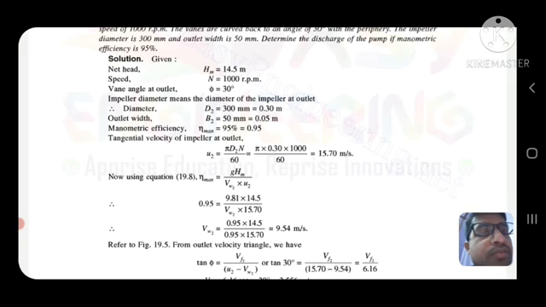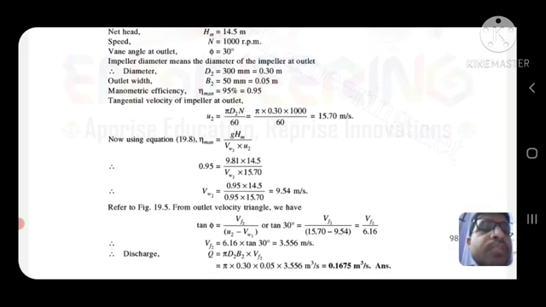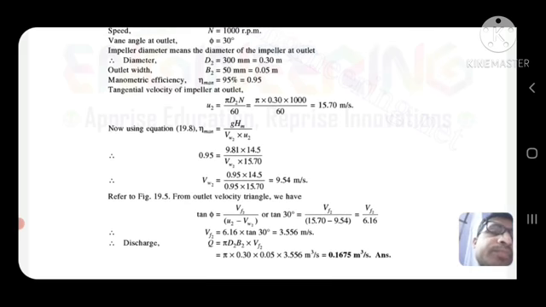Net head is equal to 14.5 meter, Hm. Speed is equal to 1000 rpm. Vane angle at outlet, phi, is equal to 30 degree. Impeller diameter means the diameter of the impeller at outlet. D2 is equal to 300 millimeter, that is equal to 0.3 meter. Outer width B2 is 50 millimeter, that is equal to 0.05 meter. Manometric efficiency eta mano is 95%, that is equal to 0.95.